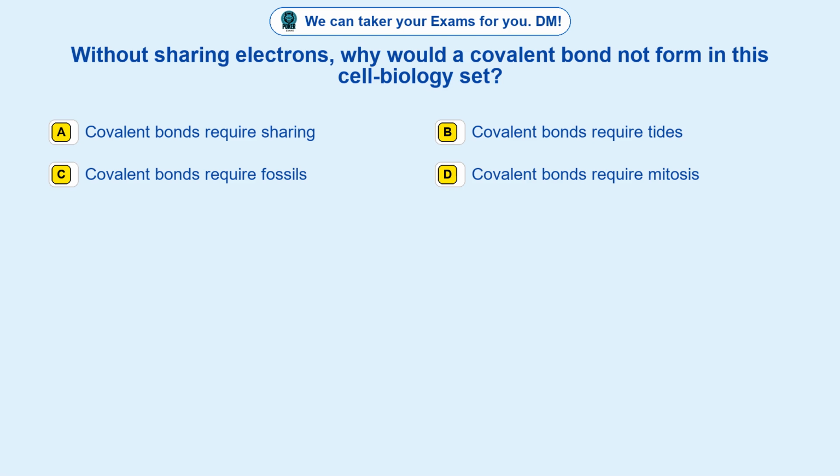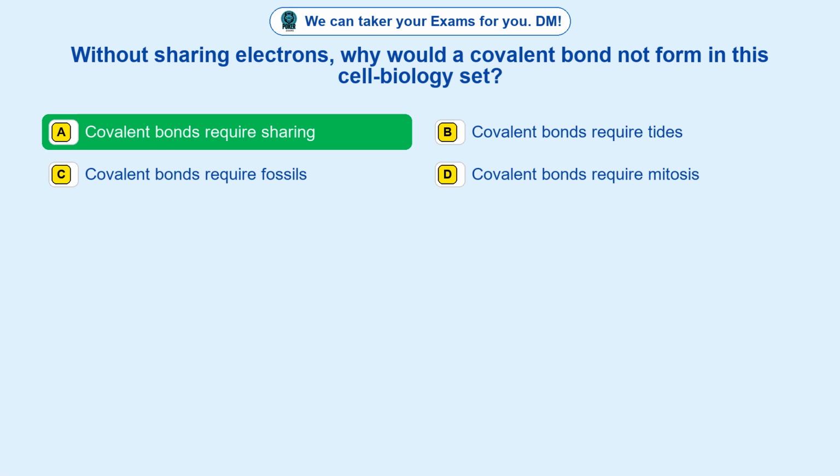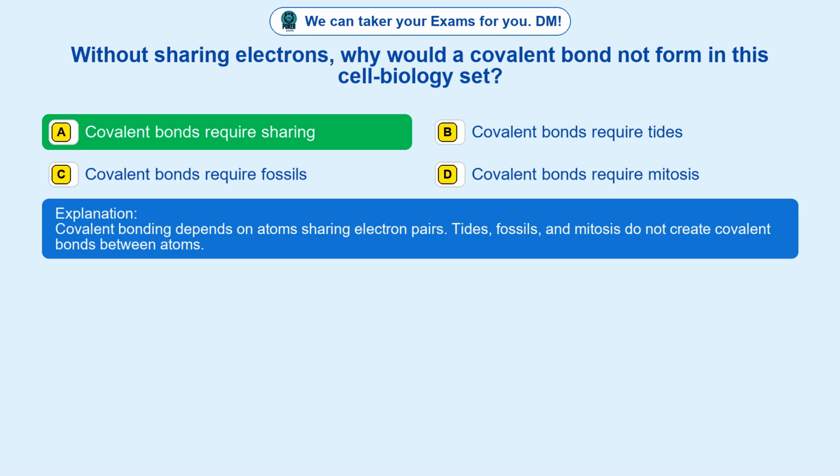Question 34. Without sharing electrons, why would a covalent bond not form in this cell biology set? Option A, covalent bonds require sharing. Option B, covalent bonds require tides. Option C, covalent bonds require fossils. Option D, covalent bonds require mitosis. The correct answer is option A. Covalent bonds require sharing. Covalent bonding depends on atoms sharing electron pairs. Tides, fossils, and mitosis do not create covalent bonds between atoms.